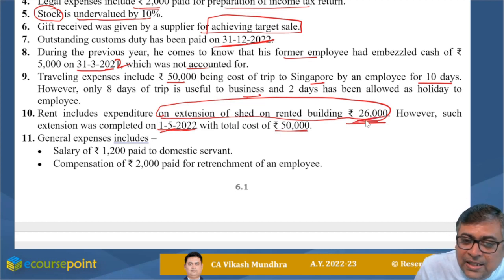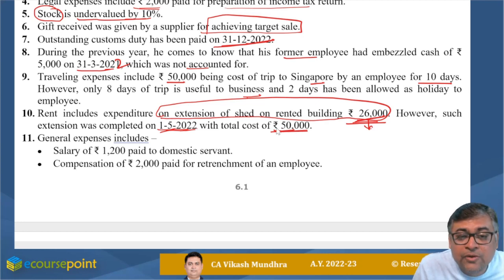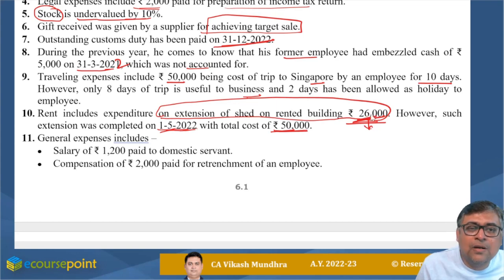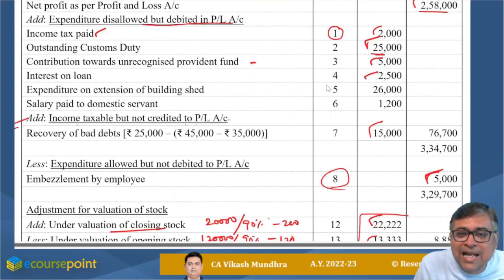Since this is a capital expenditure, it should be added back. Furthermore, depreciation should not be considered because this is not fully complete during the previous year. It was completed in the next financial year, so depreciation will be allowed from the next financial year. In short, this 26,000 which is included in rent should be added back. So I add back this 26,000 with suitable remarks.